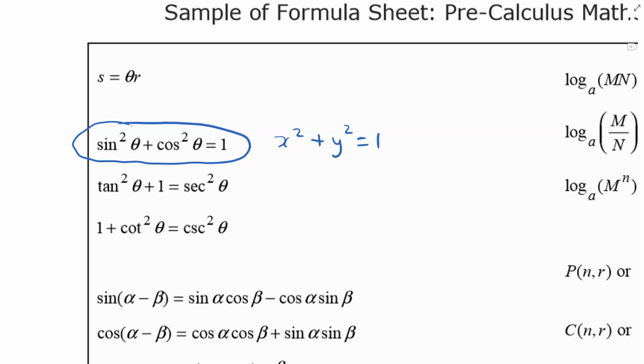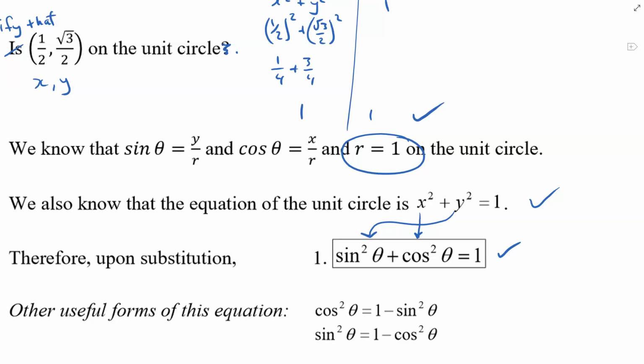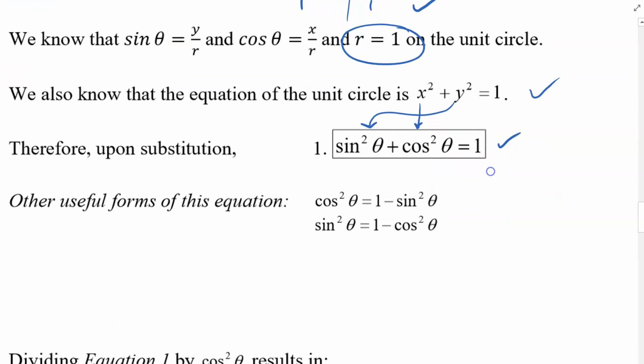You don't have to go through and tell me why sine squared plus cos squared is equal to 1, but it's something that you're going to be using quite a bit. So there's two other forms of this equation that are pretty handy. So if I take this identity, sine squared theta plus cos squared theta equals 1, and I subtract sine squared theta from both sides, then I would get this one right here, cos squared theta equals 1 minus sine squared theta.